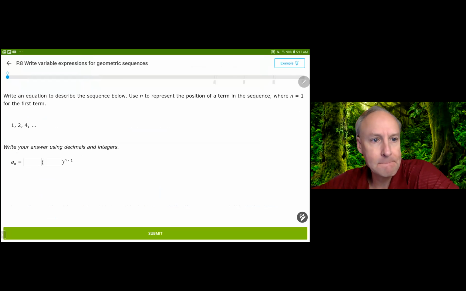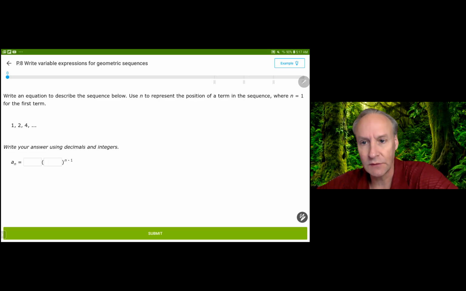This time it says that it is definitely a geometric sequence because we have to write it as a geometric sequence. The difference between 1 and 2 is 1, and the difference between 2 and 4 is 2. And so the difference is changing, and that's how you can tell if you have a geometric sequence.